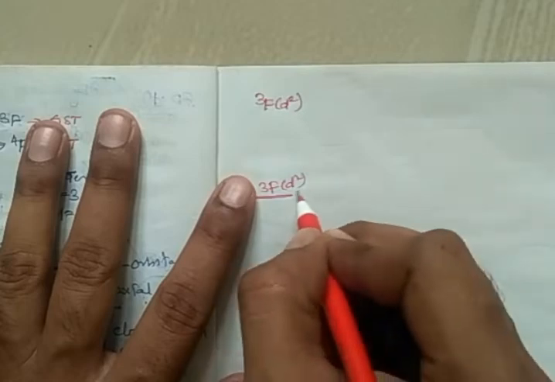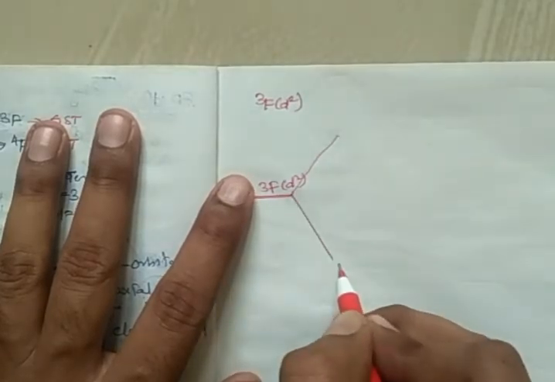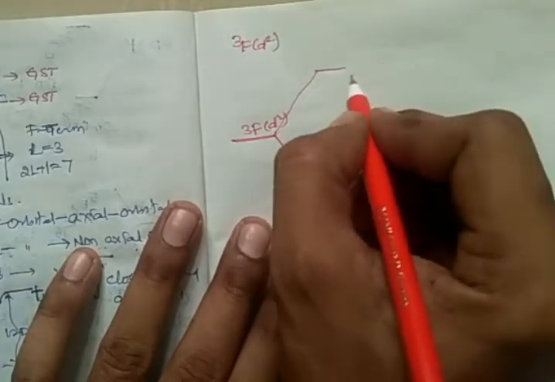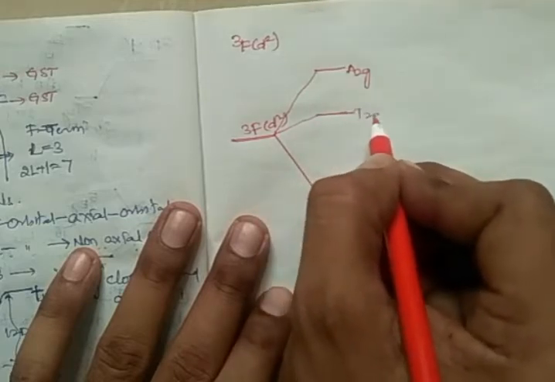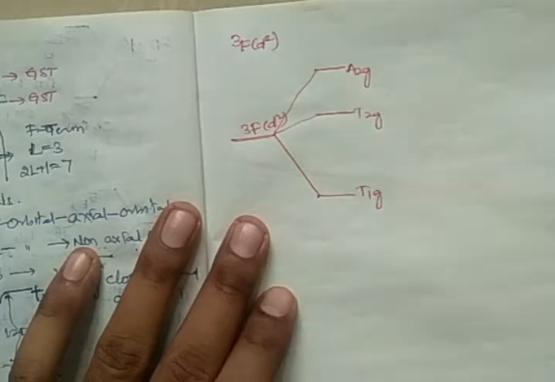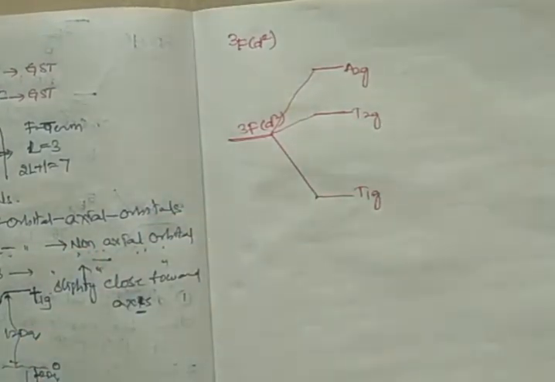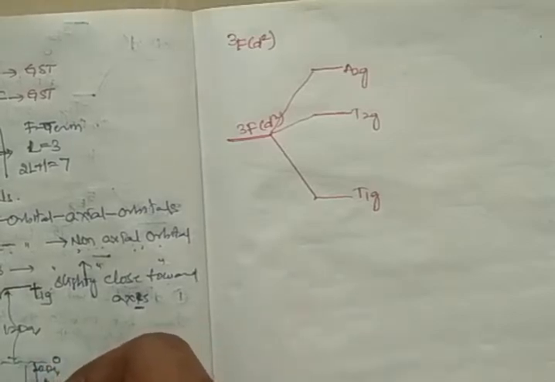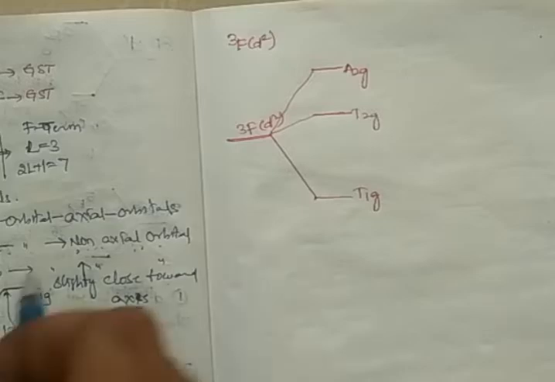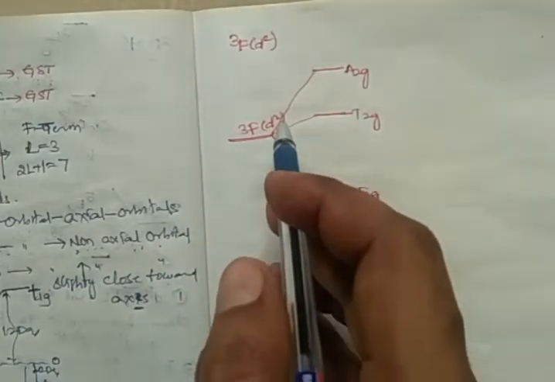the 3F of d2 electronic configuration will invert the splitting pattern from the F orbital, where it will have the highest energy level of A2g, the next lower energy level of T2g, and the lowest energy level of T1g. It has an inverse splitting pattern from the d orbital splitting pattern. This is taken as the experimental evidence. From the experimental evidence, it is promoted to take the reverse splitting pattern of the f orbital for the 3F term of the d2 electronic configuration.